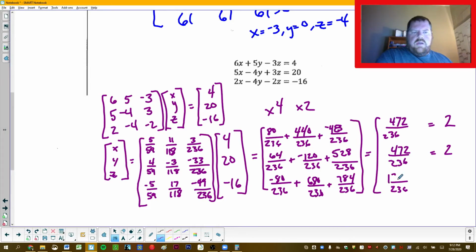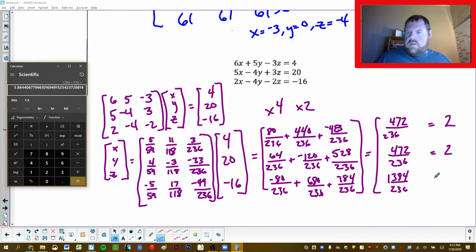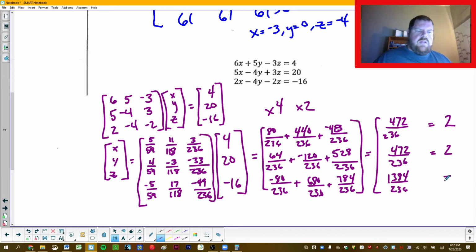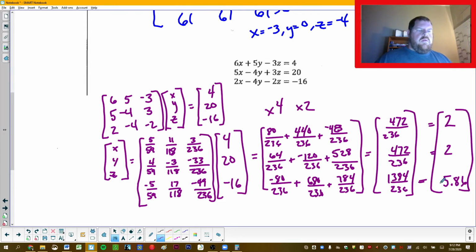So 1384, and we get, say, 5.86. Not sure if I buy that one, but we're going to leave it there, and I'll let you hunt around for a mistake if there is one. I'm not saying there isn't. I do make mistakes, so if you find it, you find it. If not, let it go.